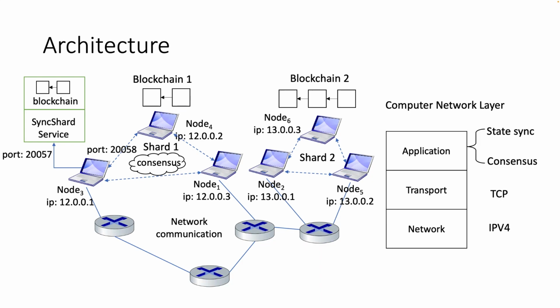And in the application layer, we implement 2 protocols. The first is what we just talked about, called the state synchronization protocol. Another is a basic application protocol called the consensus protocol, which will be used to help all the nodes in the same shard maintain a consistent ledger.